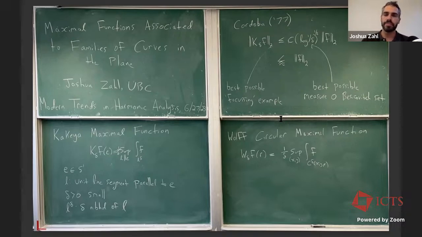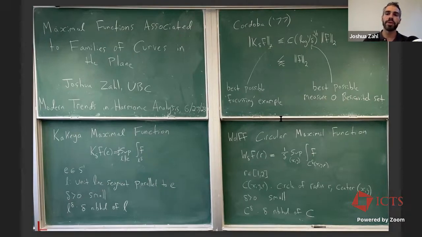And instead of fixing a direction E and taking the supremum over all lines pointing in the direction E, I'm going to fix a radius r, which I can think of as being between 1 and 2, let's say. And I'm going to take the supremum over all centers. I'm going to look at the circle centered at (x, y) of radius r. I'm going to thicken it very slightly. I'm going to take its delta neighborhood to create an annulus, and I'm going to average my function f over such an annulus.